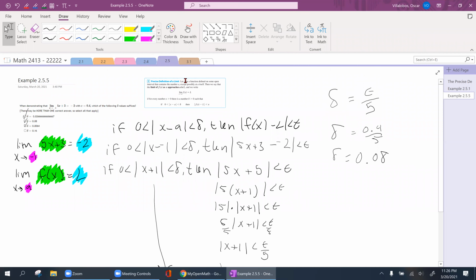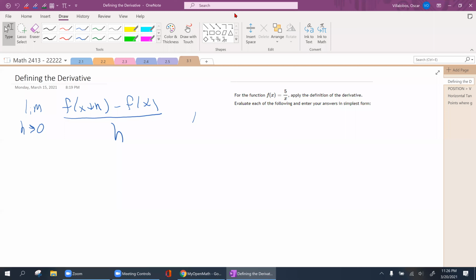We're going to go ahead and now jump to section 3.1. In the previous sections, we spoke about using the definition of the derivative, the difference quotient, f of x plus h minus f of x all over h. And we're going to be doing the same thing here again, applying the definition of the derivative as the limit as h approaches 0.